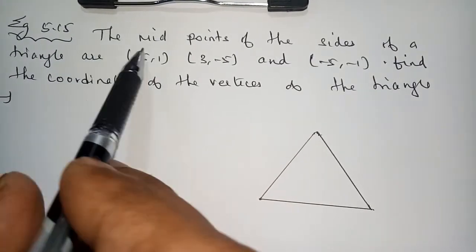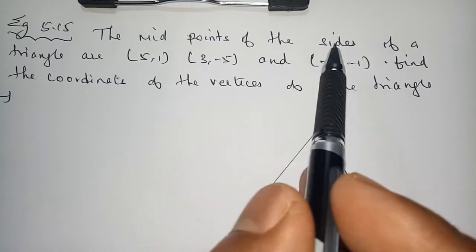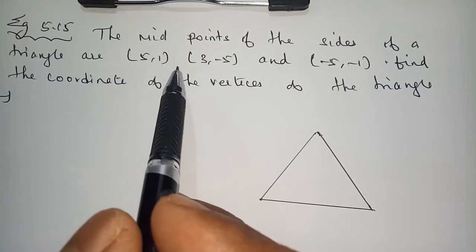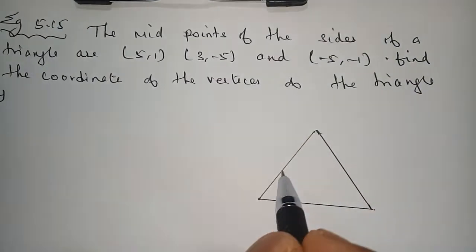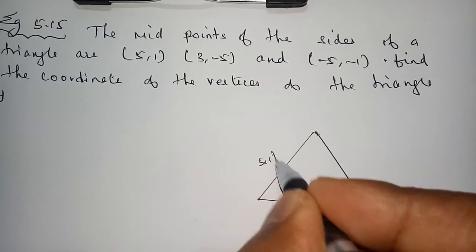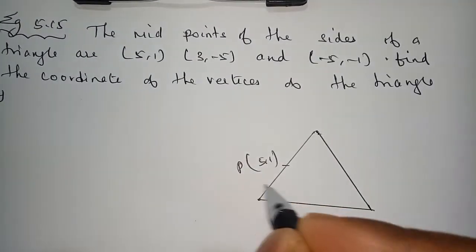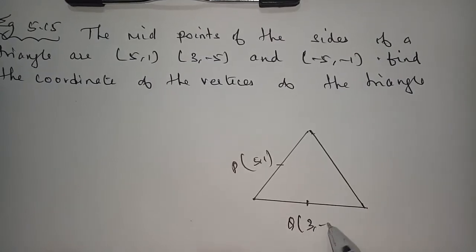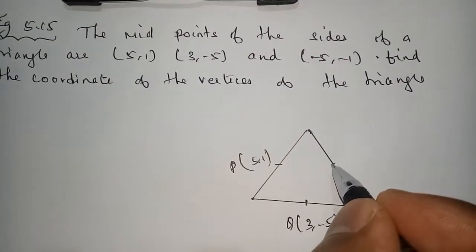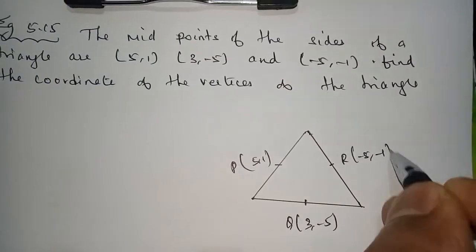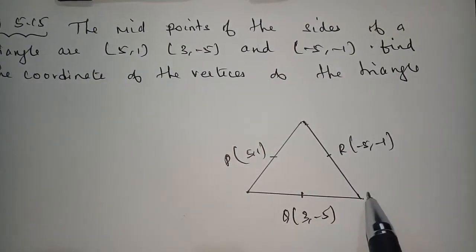Today we see example 5.15. The question is: the midpoints of the sides of a triangle are given. So what is given? Midpoints of the triangle. I'll take the midpoints as P, which is (5, 1), Q, which is (3, -5), and R, which is (-5, -1). So this is given in the question.